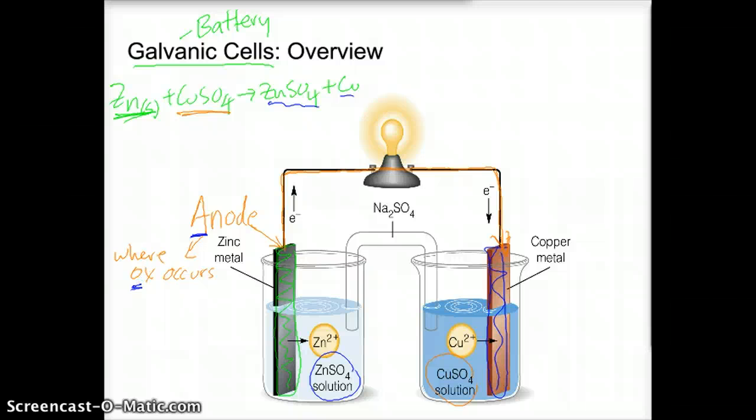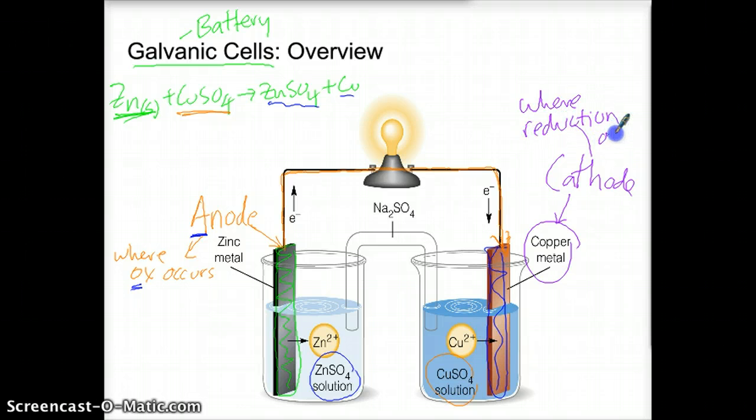On the other hand, there's a term for the half of the cell where the electrons are being gained, that's getting reduced. And that is called the cathode. So the cathode is where reduction occurs. Okay? Whereas the anode is where oxidation occurs.